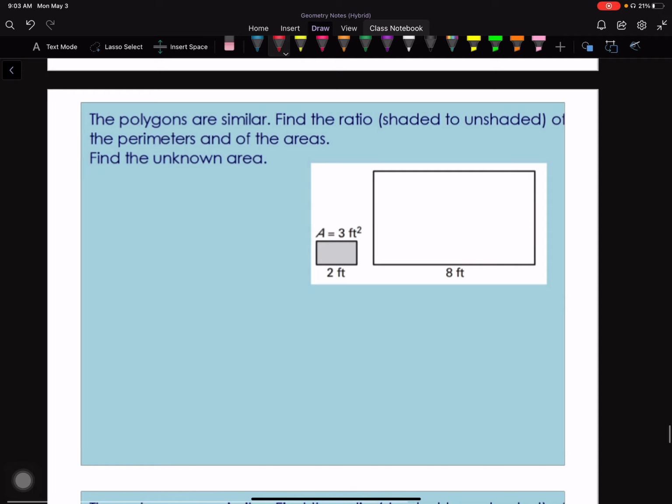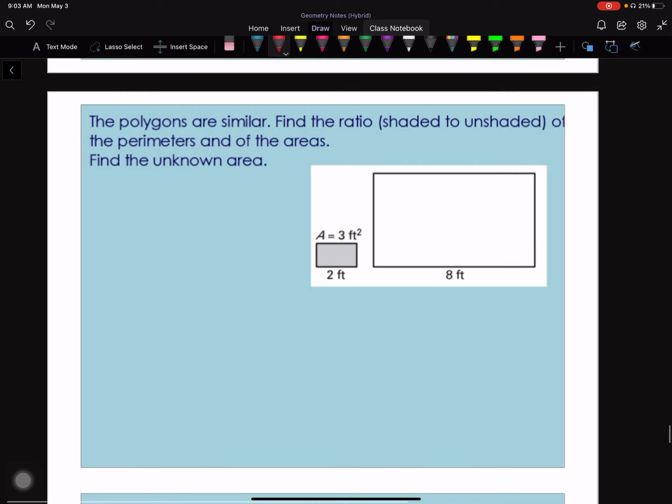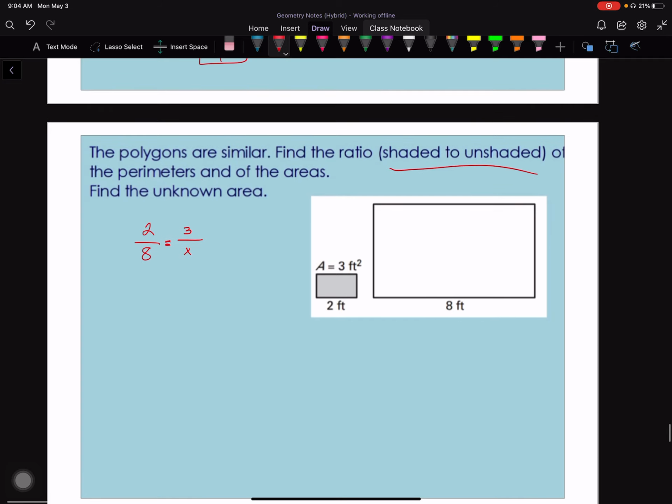So it says the polygons are similar, find the ratio shaded to unshaded of the perimeters and of the areas. Find the unknown area. So what we want to do is set up a proportion. Let's first set up our sides. The ratio of sides is 2 to 8, from shaded to unshaded. The ratio of areas, it tells us the area of the shaded figure is 3, and we don't know the unshaded area, so anytime you don't know something, you always give it a variable, x. Now the problem is these two things aren't equal. The ratio of the sides is not equal to the ratio of the areas.